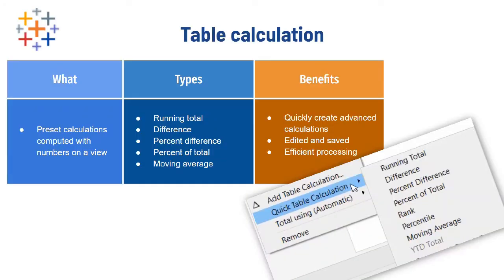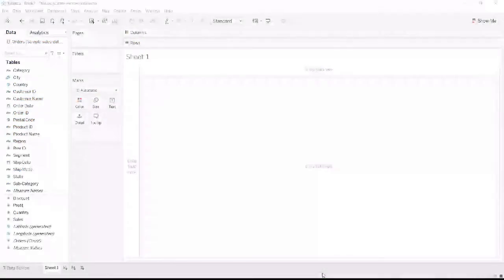Table calculations are computed on a very small subset of the data source, making them an efficient solution for calculating results. The fastest way to add a table calculation is to hover over Quick Table Calculation and choose an option. Let's get started with learning the use of quick table calculations.